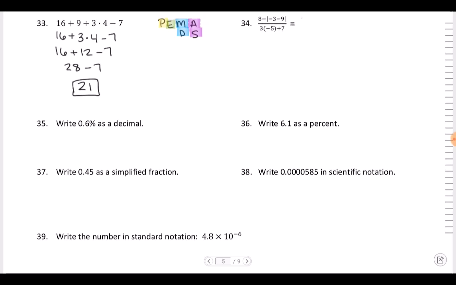So on the top here, I have 8 minus. Inside my absolute values, I need to simplify that. So negative 3 minus 9 is negative 12. I'm going to try and draw some extra long. Here we go. And then my fraction bar here, I'm going to go ahead and leave this stuff underneath alone.